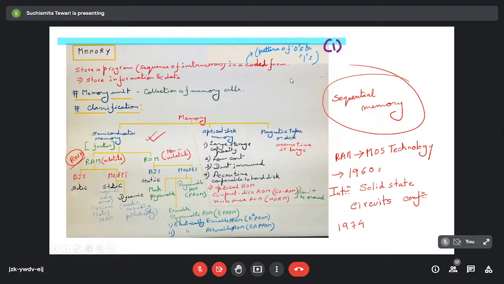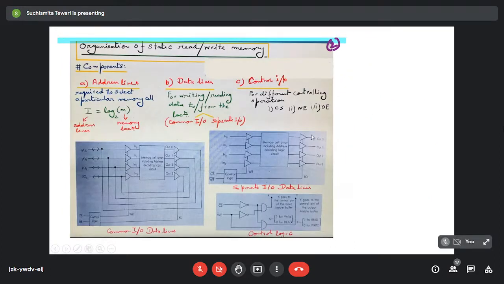So, before going into the detailed circuitry of RAM, let us talk about the organization of static read-write memory or the static ROM. What would be the components? What do we need to do? Here three components are given. One is address lines, then data lines, then control input.